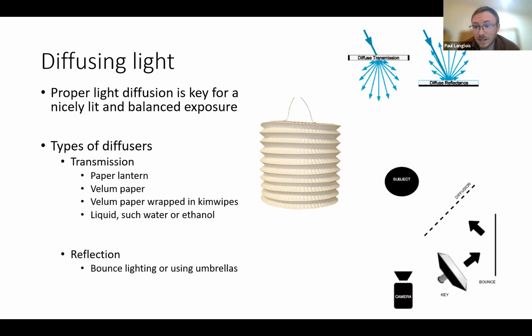The paper lantern, as Hannah mentioned, is great. Vellum paper is kind of a frosted type paper that diffuses really nicely. I prefer vellum paper with a few Kim wipes on there. It kind of does some extra diffusion, and it just works really well.